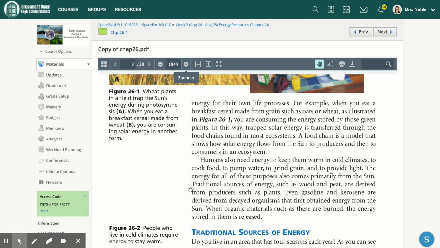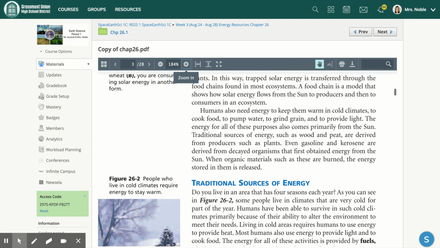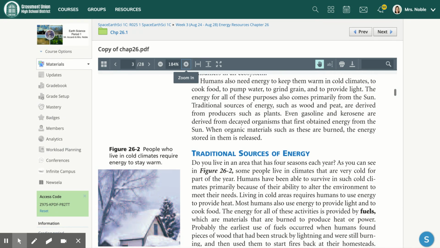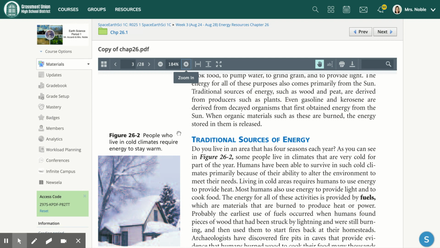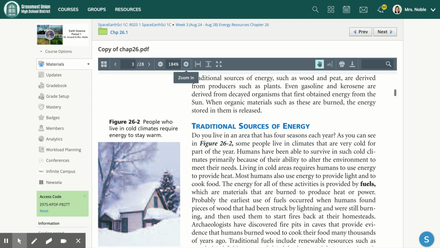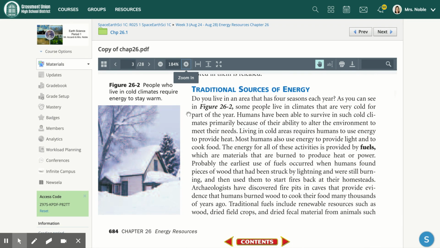Traditional sources of energy, such as wood and peat, are derived from producers such as plants. Even gasoline and kerosene are derived from decayed organisms that first obtained energy from the sun. When organic materials such as these are burned, the energy stored in them is released. Traditional sources of energy.